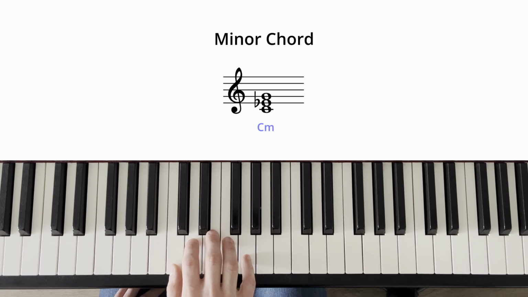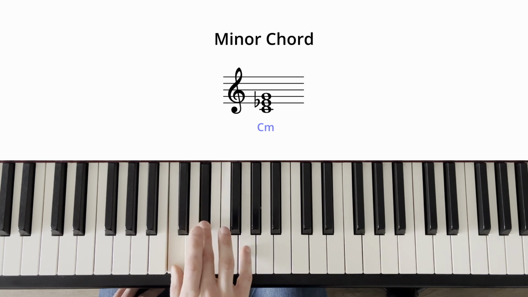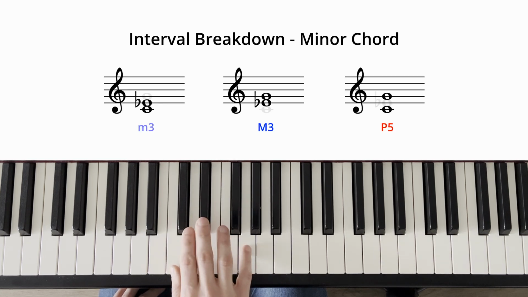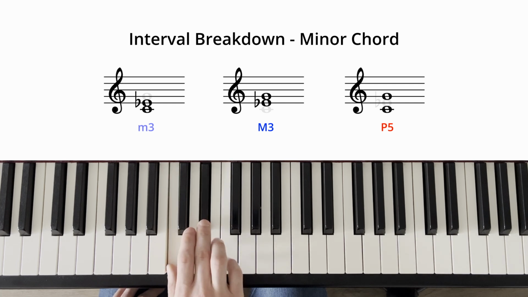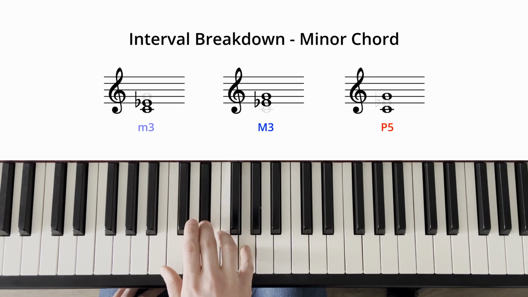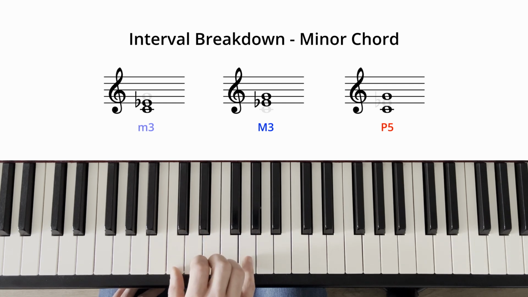To turn it into a minor chord, all I have to do is lower the third by a half step. So instead of C, E, G, I'd play C, E flat, G. If I take this chord apart and look at all the intervals involved now, this time I'm starting with a minor third and then a major third, but the fifth is still perfect.